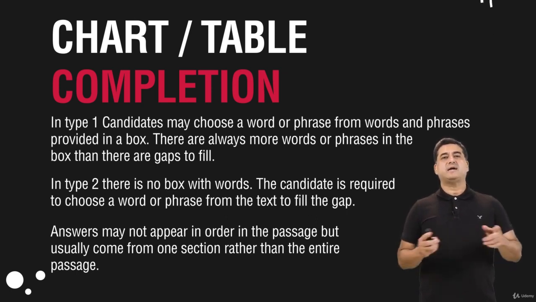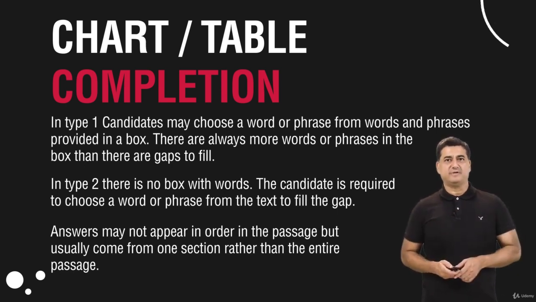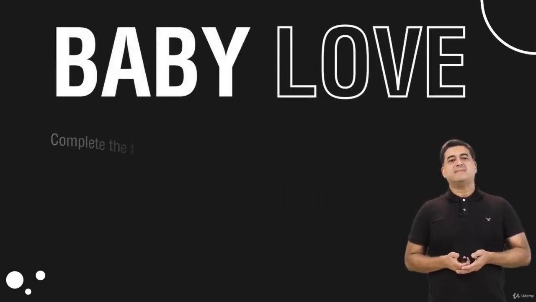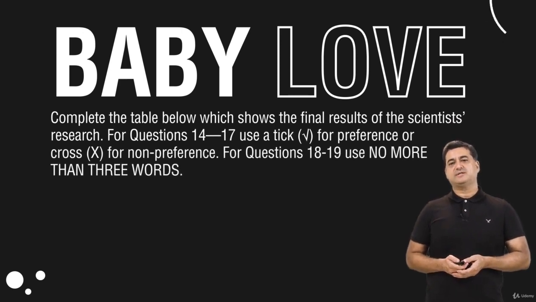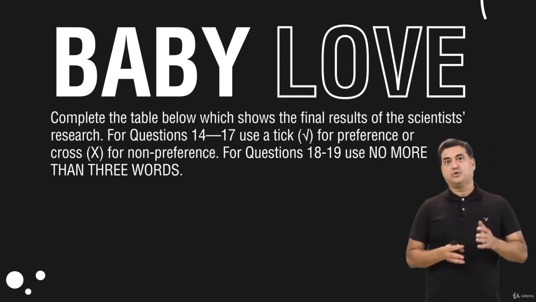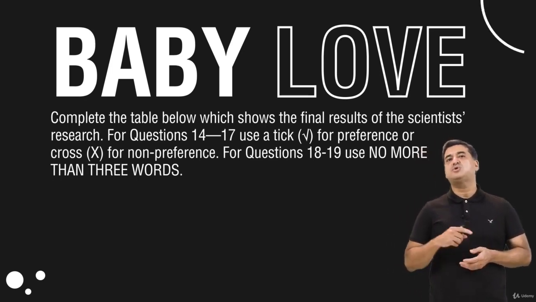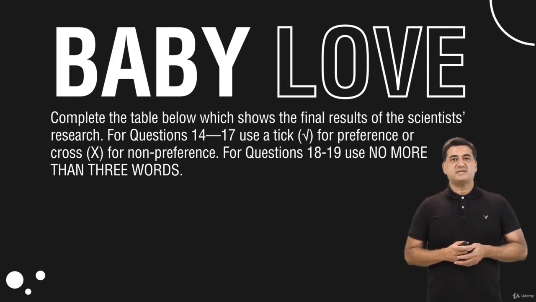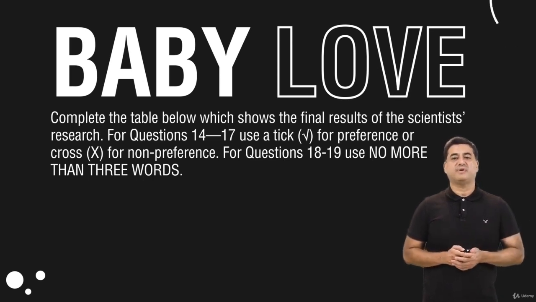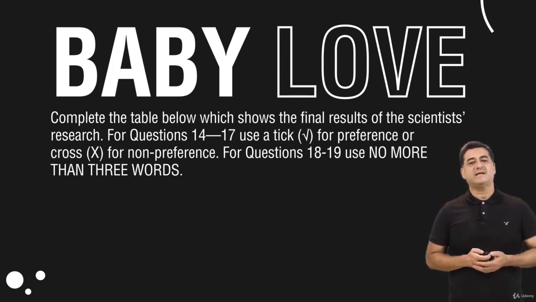Let me tell you that in chart and table completion, the information may be enclosed in a particular paragraph. So let's look at the question. The article is Baby Love, and complete the table below which shows the final results of the scientists' research. Now they are giving you instructions and you need to follow those instructions while giving the answers. From question number 14 to 17, you have to tick for preferences, and you have to make a cross if that is not the preference. And for question 18 to 19, you can use no more than 3 words.